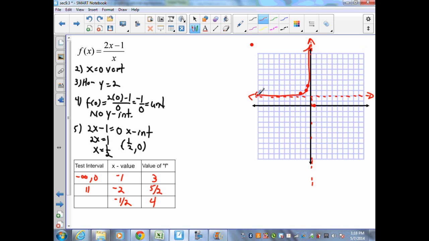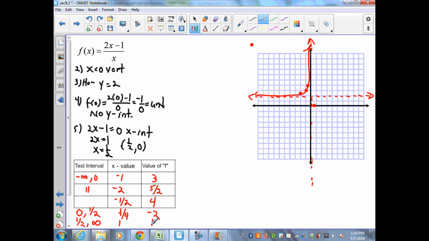My function increases. Now I need to go to the right of my vertical asymptote and find values between 0 and 0.5, and also between 0.5 and positive infinity. So between 0 and 0.5, I can choose 1/4, and I get -2. And when I choose a point between 1/2 and infinity, I'm going to choose 1, and I'll get 1 out.